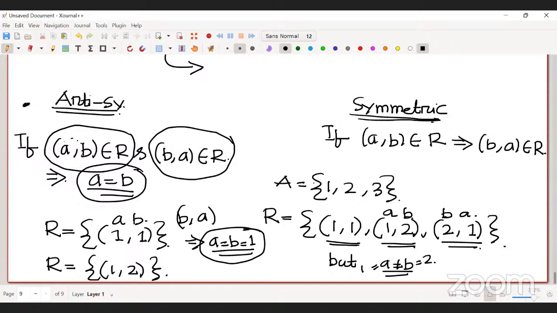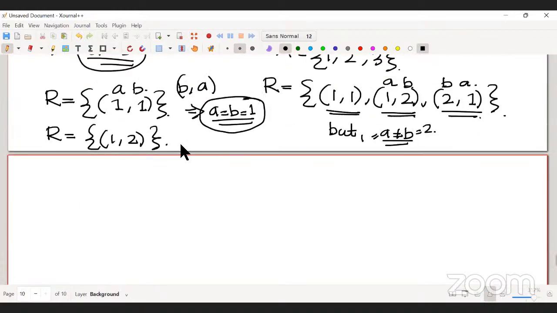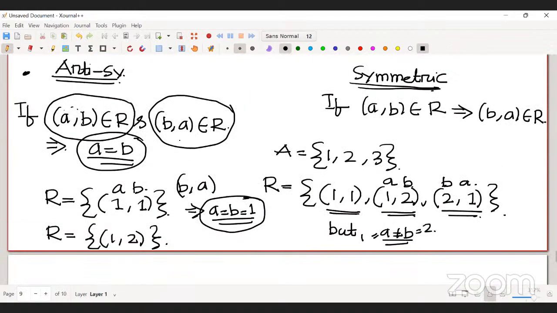So here is R. If you take 1, 2, is this an anti-symmetric relation? No, sir, because there is no B comma A, and A and B are not equal. No, the problem is, that is the difference. What is the condition of anti-symmetry?